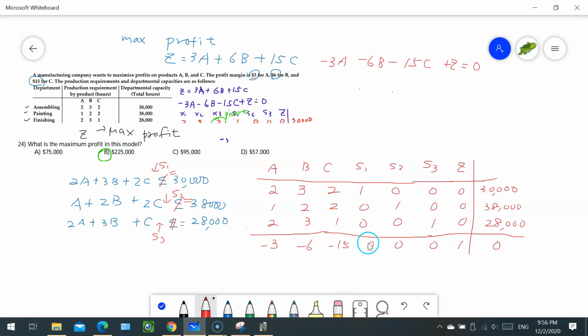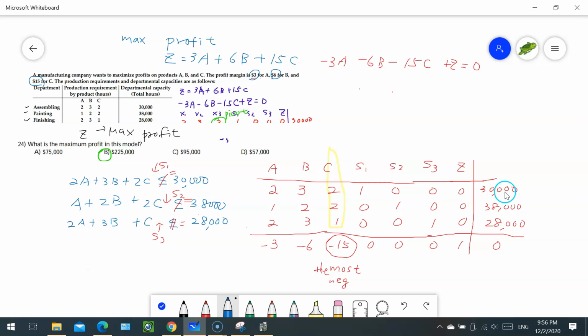Alright, now we are going to find the pivot. Finding the pivot point, we look at the bottom row here and pick the most negative value. Negative 15 is the most negative value. So that means we are going to use the column C, this column, to find the pivot transition point by looking at the ratio. Which one has the smallest ratio?